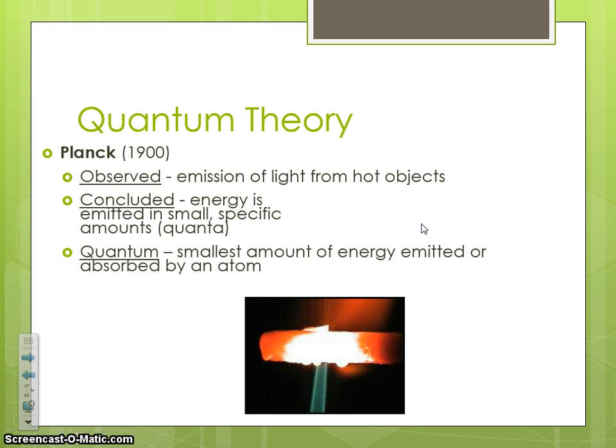So enter Planck. In terms of the quantum theory, and this is where my regular students should be picking back up again, what we observed is that light was emitted from hot objects. That's something that made us ask questions. So based on our observations, we concluded that energy is emitted in specific amounts. And a quantum was defined as the smallest possible amount that energy could be emitted in. Remember how we talked about electron mass? And some of those experiments allowed us to calculate a single electron's mass. Same idea. There is a smallest known emission of energy.